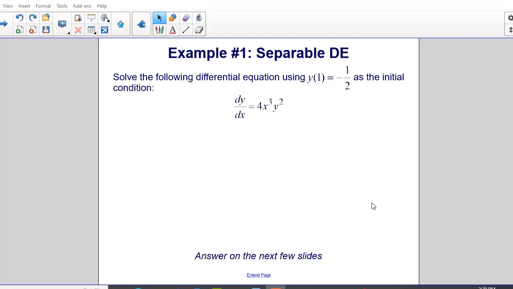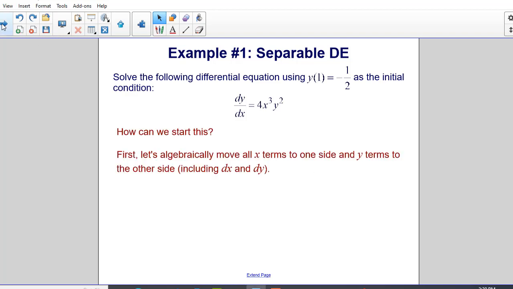Example number 1. Solve the following differential equation using y of 1 equal to negative 1/2 as initial condition, and the differential equation we're going to consider is dy/dx is equal to 4x cubed y squared. So our question, as with any problem, is how do we start? Well, first let's algebraically move all the x terms to one side and y terms to the other side, and we're going to include dy and dx as part of that process.